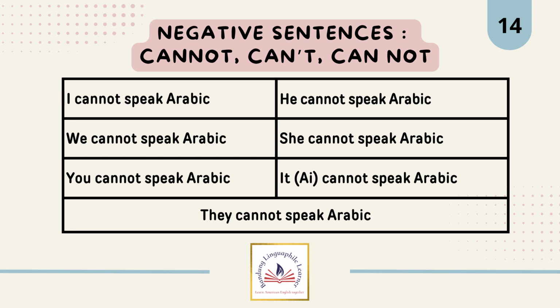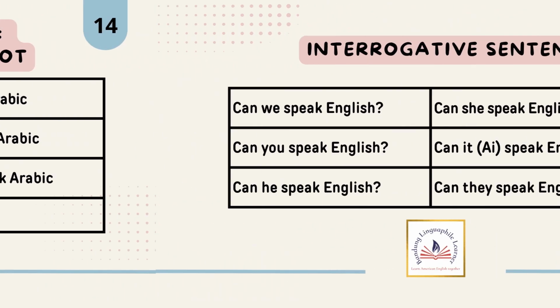Negative sentences using cannot. For example, I cannot speak Arabic. We cannot speak Arabic. You cannot speak Arabic. He cannot speak Arabic. She cannot speak Arabic. It cannot speak Arabic. They cannot speak Arabic.